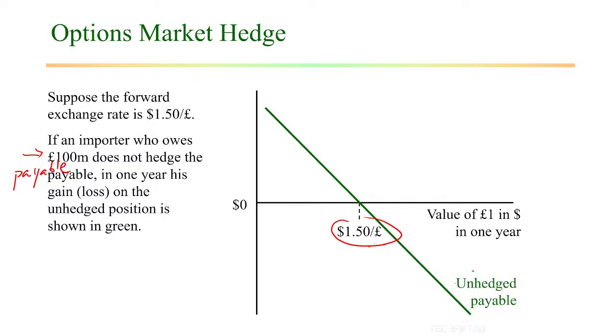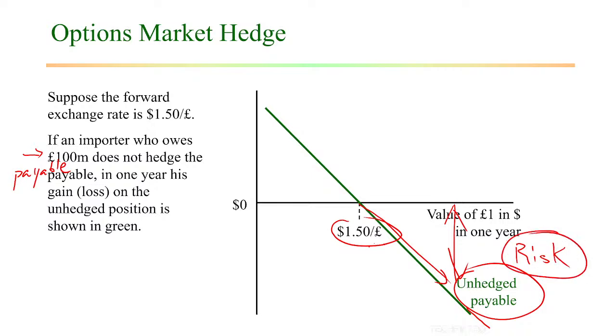So that's unhedged. If the currency rate goes up, you have a loss. And you fear that the currency rate is going to go up in value, then your loss could be unlimited. So this is your risk, right? The risk is the chance you are going to lose money. So how do we hedge this risk?